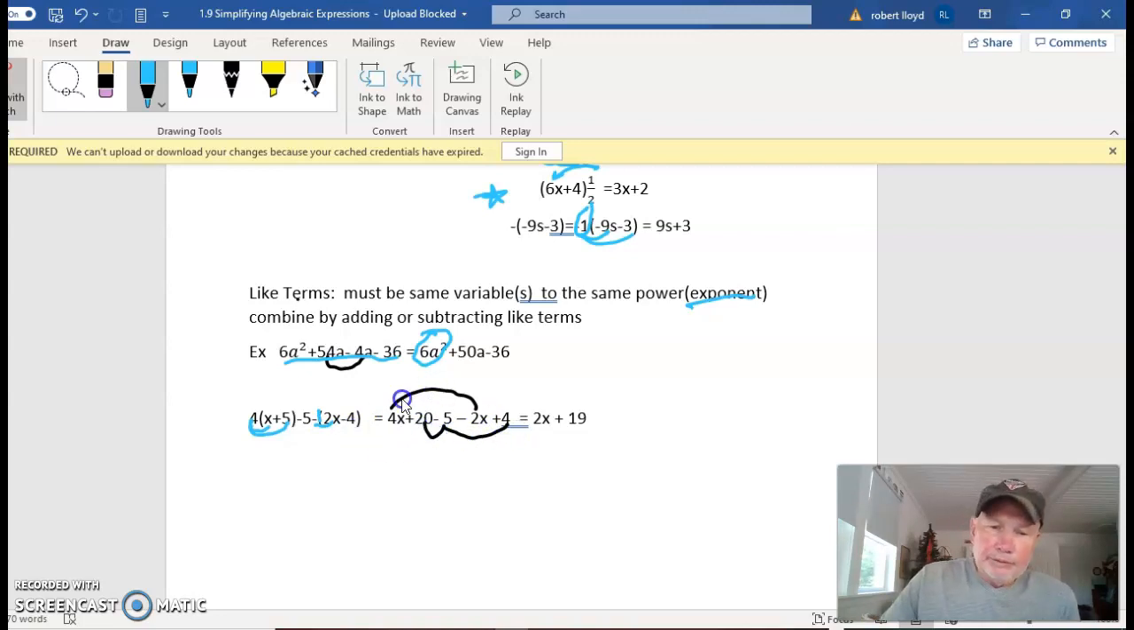Now we combine the x's with 2x, and we combine the numbers. And it looks like this should be 24. 24 minus 5 is our 19.